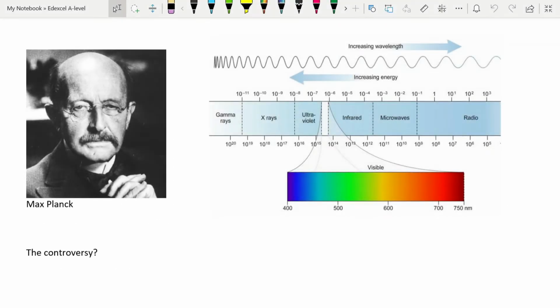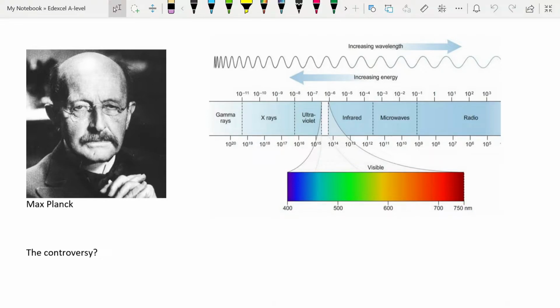The next character in our saga is Max Planck, and we're going through this saga because you need to be able to talk about the history of the development of particle theory. And of course, the development of any model in science is based upon evidence. So as more people gather evidence for one idea or another, that idea becomes the forerunner.